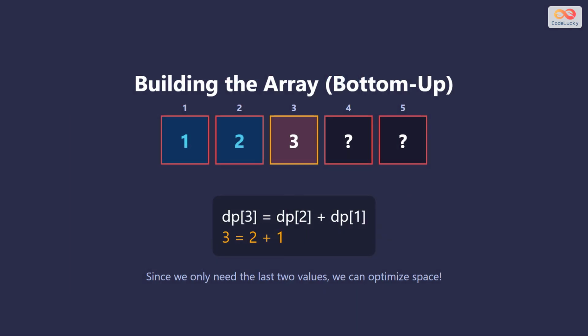Let's visualize the bottom-up approach. We create an array where index i represents the ways to reach step i. We know step 1 has 1 way, and step 2 has 2 ways. To find step 3, we just add the values in indices 1 and 2. We keep doing this until we fill the array up to n.